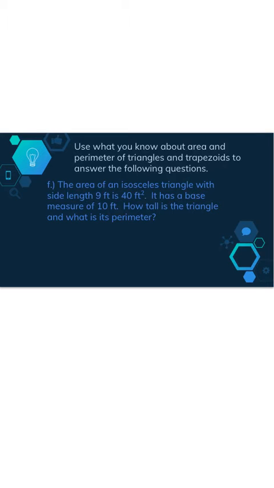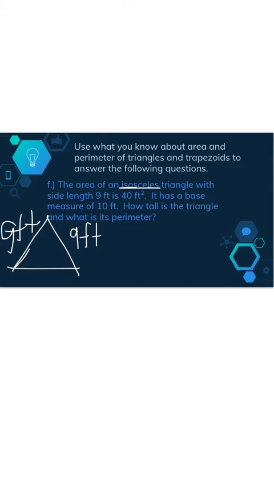So if you think about it and visualize it, you can actually draw the triangle. It's an isosceles triangle, which means that 2 of the sides are the same. And it says the side length is 9, and because it's an isosceles triangle, that means that the other side is going to be 9 feet as well. And it says the base is 10 feet. We don't know the height, and that's the one that you need to draw in with the dotted line to make the right angle. So that's what we're trying to find.